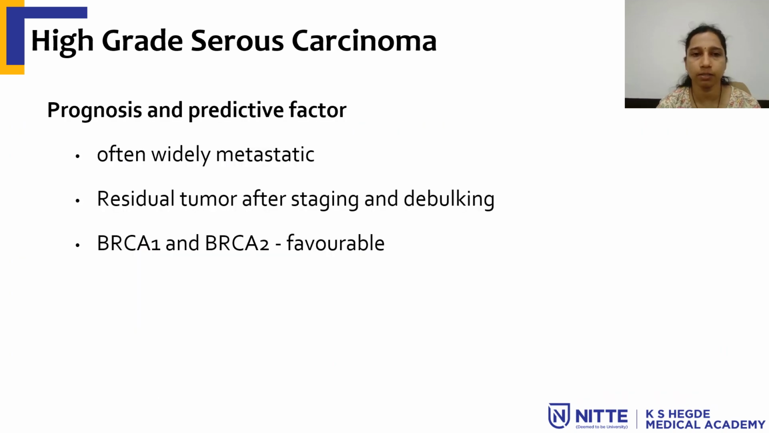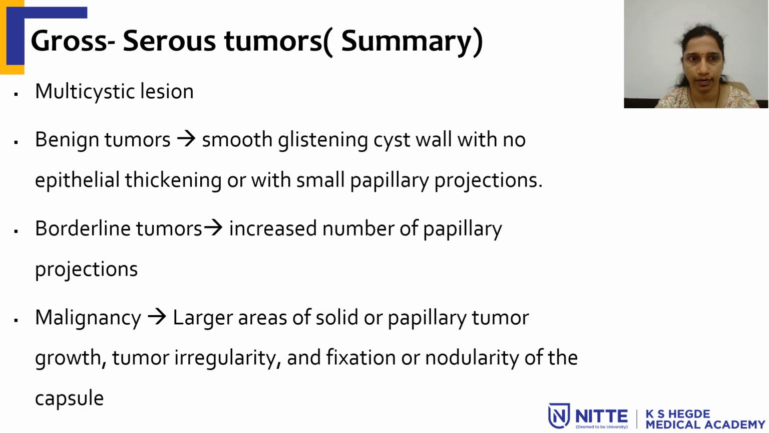So prognosis is bad, as most of these cases present with widely metastatic disease, and the residual tumor after debulking surgery matters for prognosis. Those who have BRCA mutation have a more favorable prognosis compared to spontaneous cases. So to summarize serous tumors, they are multicystic tumors.